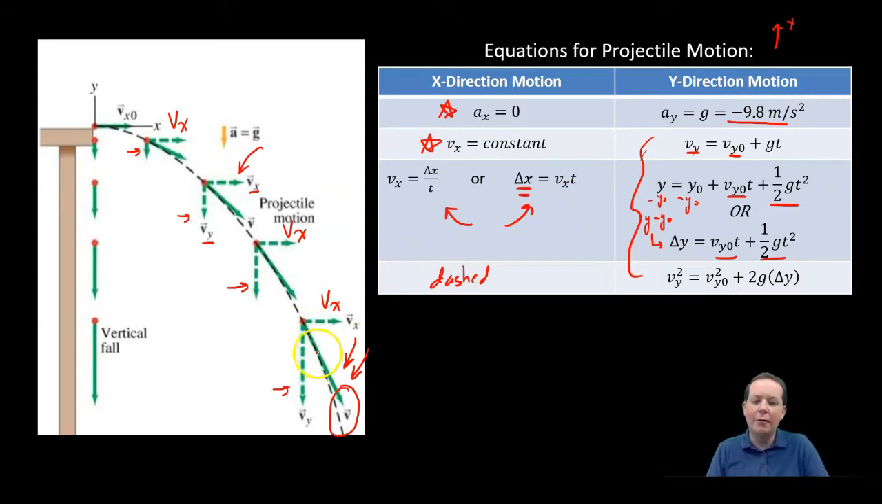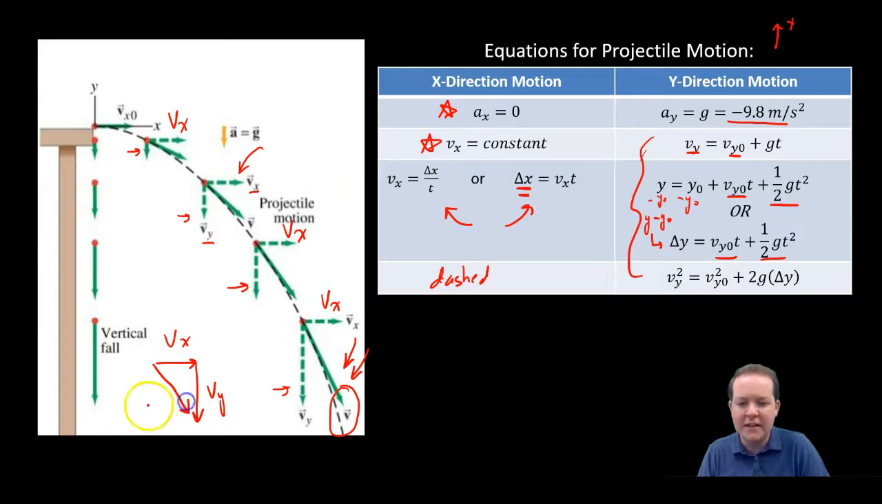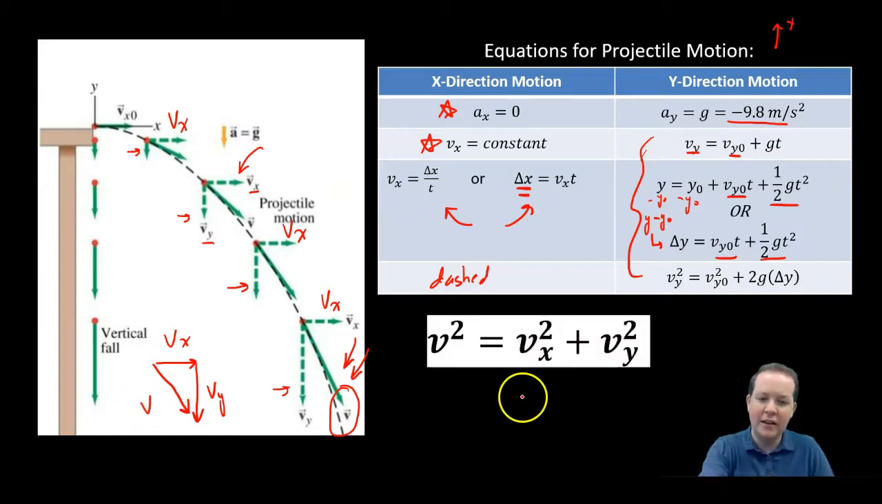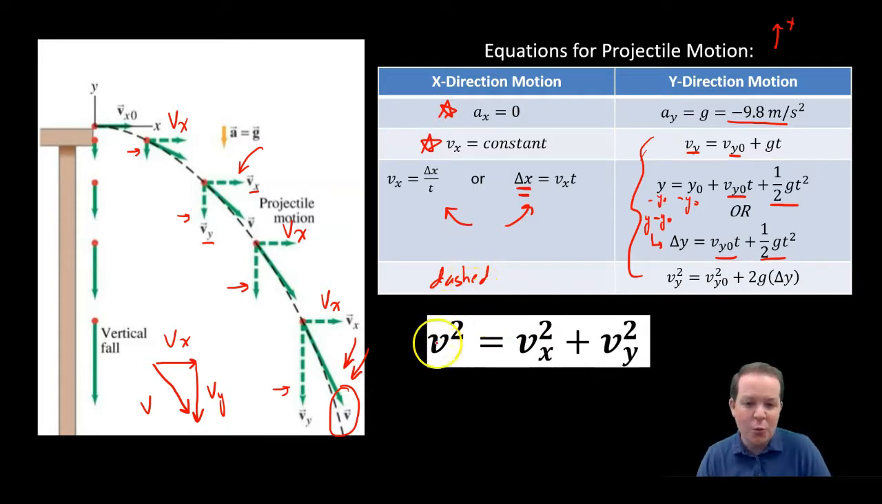How could I figure out this true velocity, the actual vector that the ball is traveling, if I know Vx and I know Vy? If I know this side of the triangle Vx and I know this side of the triangle Vy, how could I find the true velocity V? Oh my goodness, if you're thinking the Pythagorean theorem, absolutely. So this is going to be used in our arsenal. We need to be careful. If it's asking for just the velocity, that's not Vx, that's not Vy. You might have to use the Pythagorean theorem to find that out.